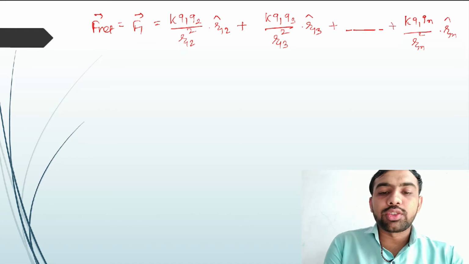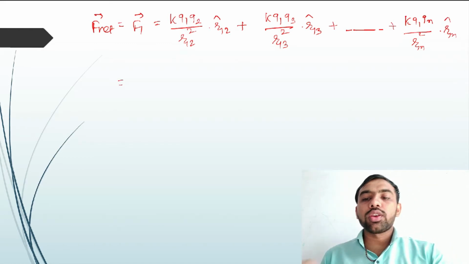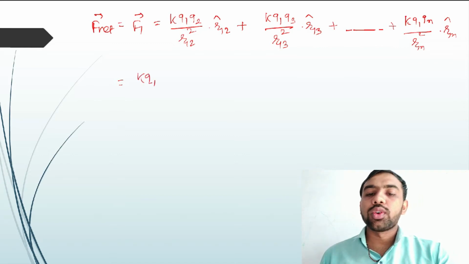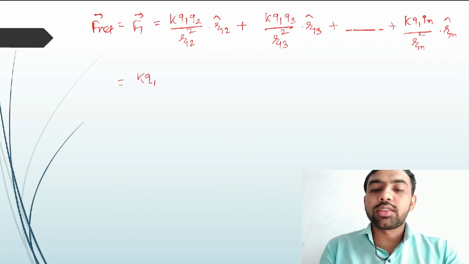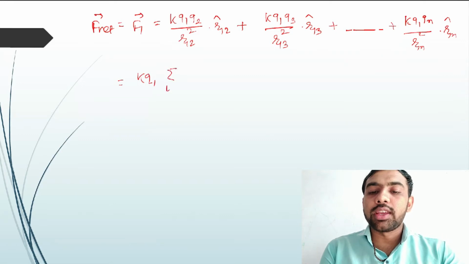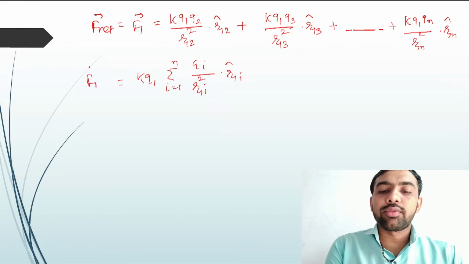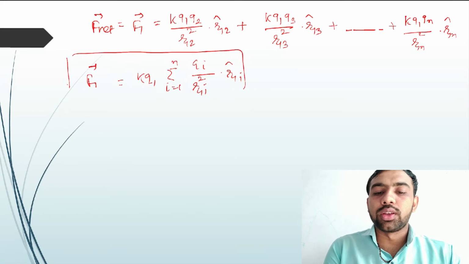Okay, if you write this answer in a smaller form, then what? K Q1 is common, so take K Q1 common, and the remaining terms are in summation, i equal to 1 to n, Qi upon R1i square into the R1i unit vector. So in this way you get the net force on charge 1.